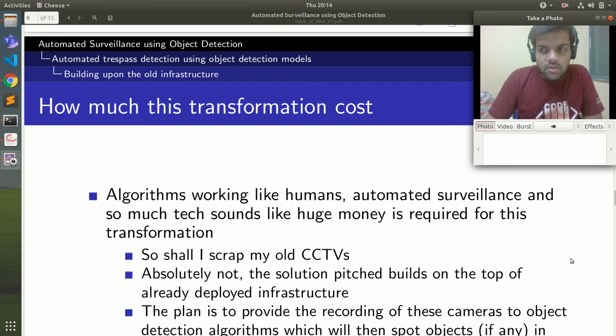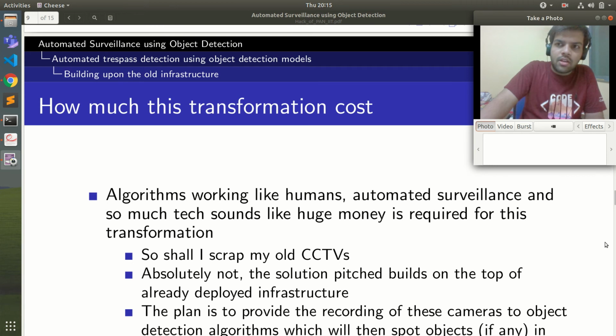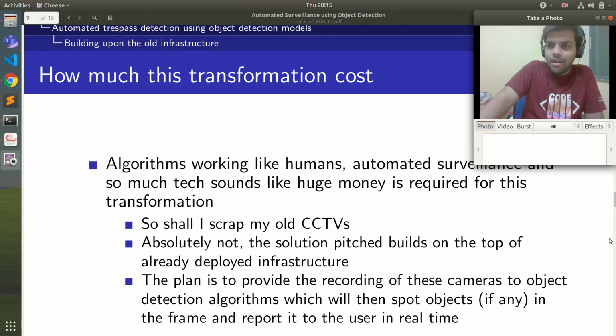So how much would this transformation cost? That is the most important thing. Why would a person be willing to move to this solution? That is the main thing. Although we have a strong value proposition, we do have a cost structure which they might like if they know that the key features that we are selling are good. So we have to actually sell them the problem that is in hand, and also the transformation cost should be less. Why would anybody scrap their CCTVs and say that I would use your algorithms to do this?